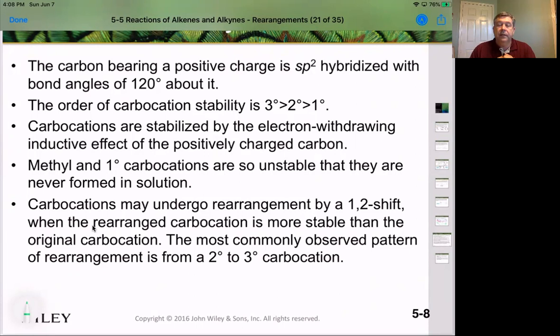pull electron density in. Carbocations can rearrange by a 1,2 shift if when they rearrange, they form a more stable carbocation, or in the case of rings, it makes a larger, less strained ring. The most common observed pattern is going from a secondary carbocation to a tertiary carbocation, or going from a small ring tertiary carbocation to a larger ring tertiary carbocation.